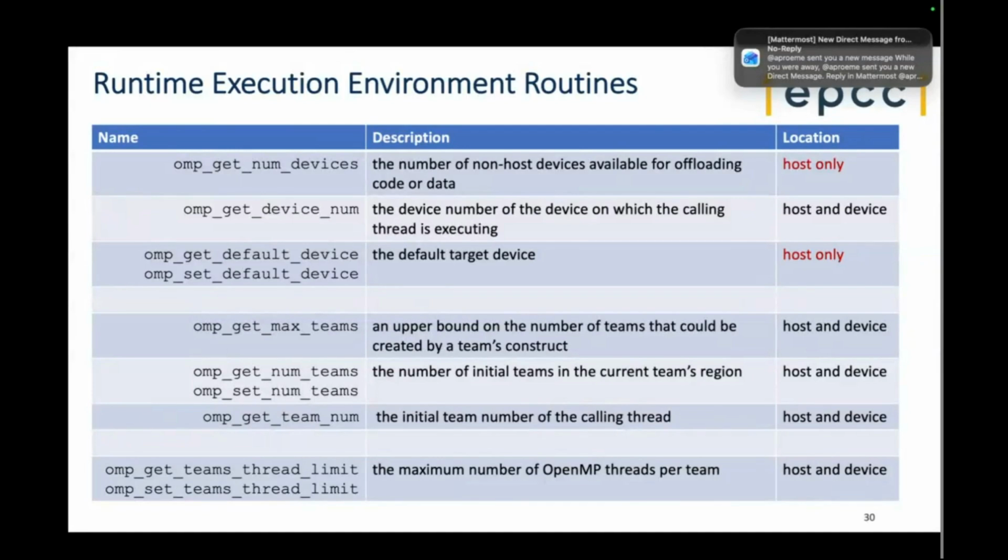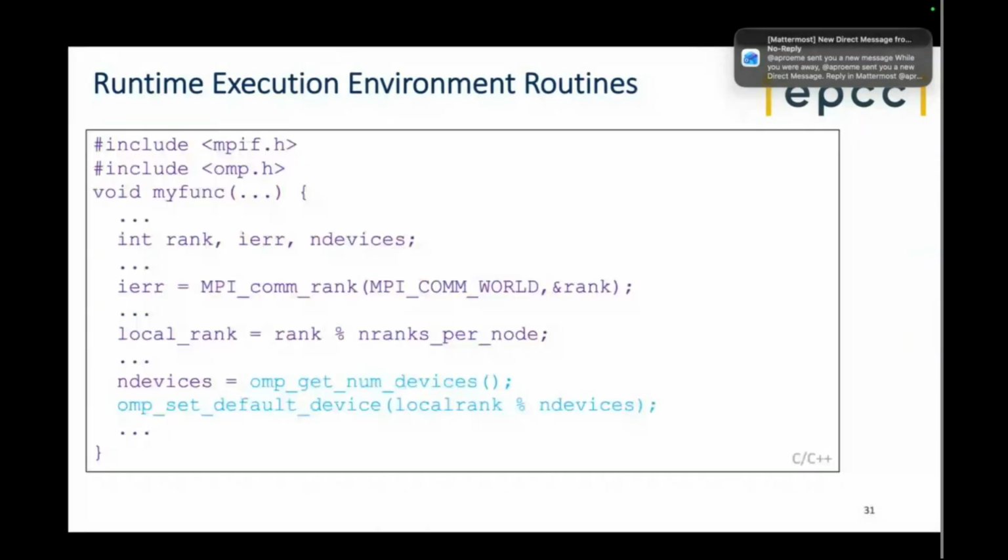Okay, so this is an example which is fairly common, which is you have some MPI program. So you launch a program with multiple ranks. You essentially have multiple copies of the same program running, and you want each copy to use a different GPU. So what you can do is call omp_get_num_devices, and you know how many GPUs there are, and then you set the device in a round robin fashion. So each rank will get a different GPU.